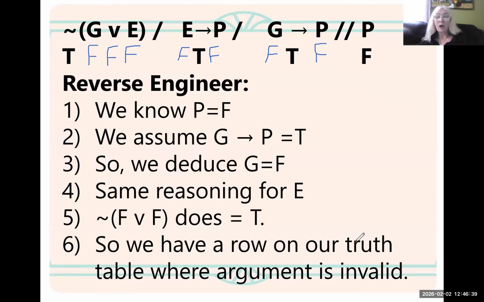So we now have a row on our truth table where the argument is invalid, and we didn't have to do near as much work as we had to by setting up and doing all of the possible values. We've eliminated many of the possible combinations of the truth table because they can't yield the possibility of true premises with a false conclusion.